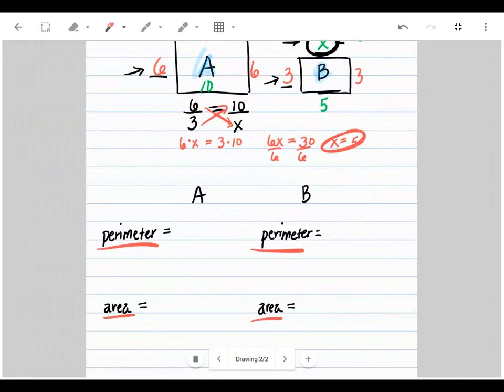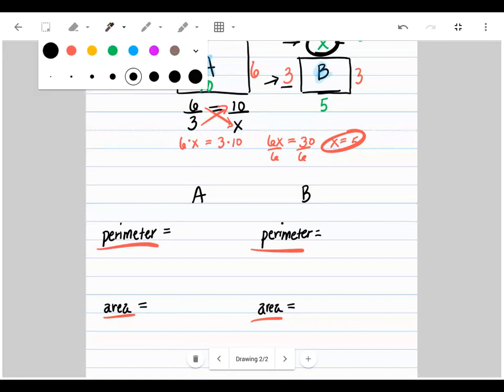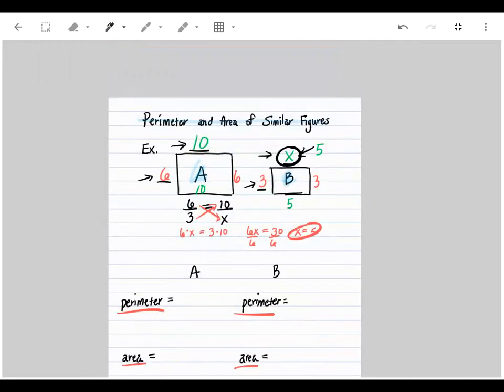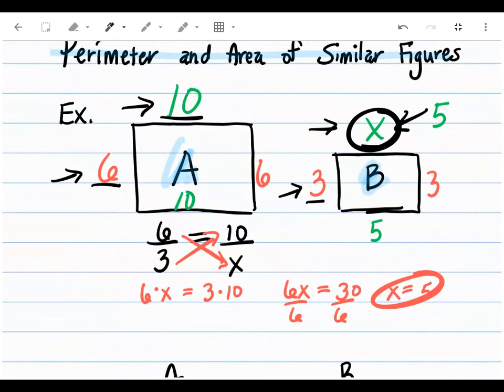And that's where the 8th grade material really comes in, is when we have similar figures, how do the perimeters of these figures and the areas of these figures actually compare? Are they the same? Are they so many times larger or smaller? So we're going to start by finding the perimeter of rectangle A. And remember, to find perimeter, we simply add up all the sides.